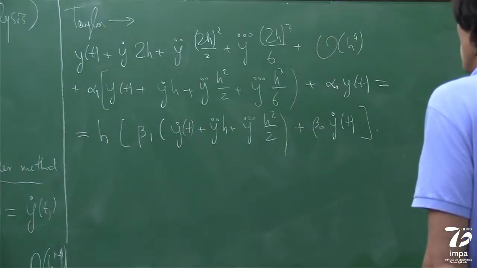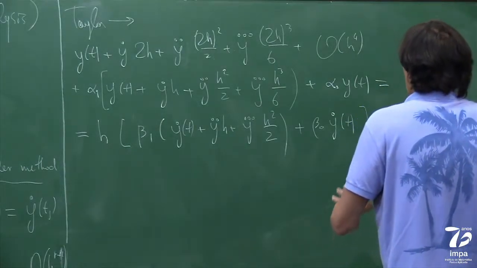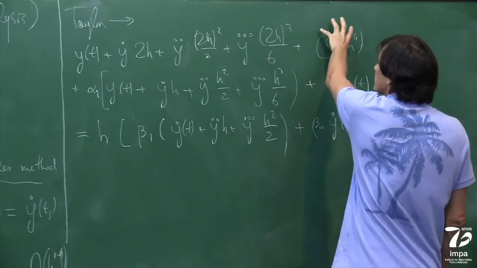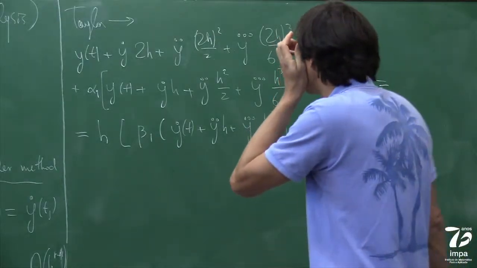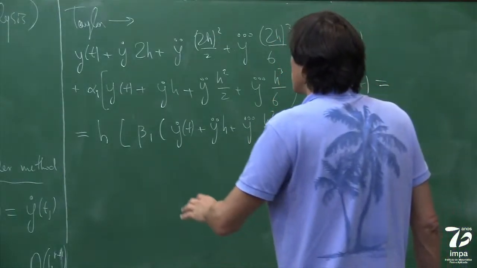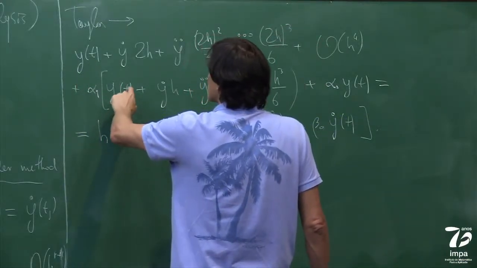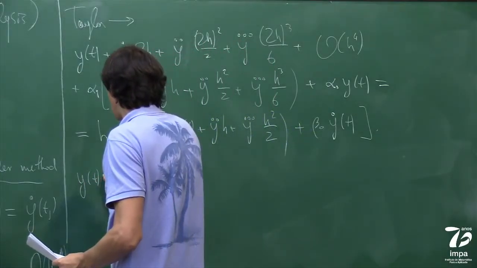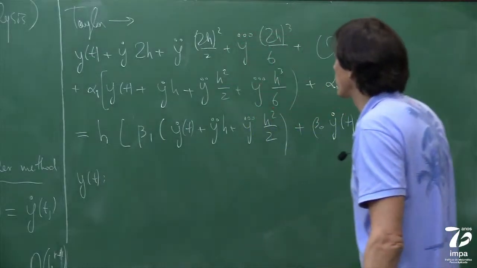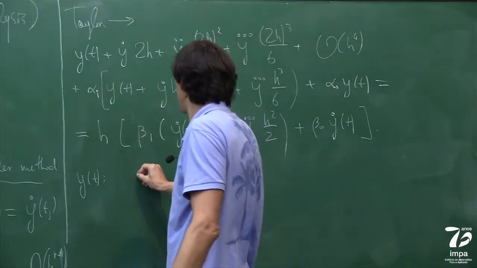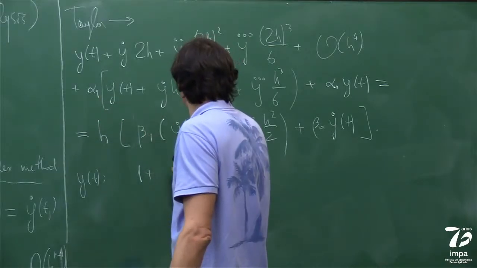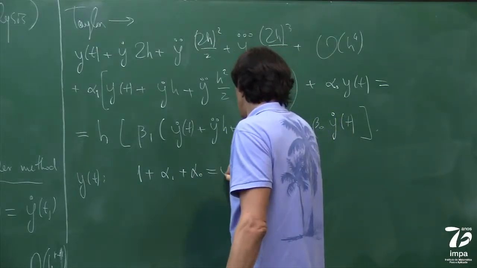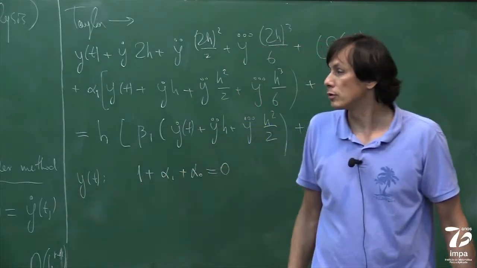Okay. So now we get the third order method if everything cancels except for this term. So we have to cancel all the terms, and canceling all the terms means checking that the coefficients that multiply the different derivatives vanish. The coefficient that multiplies y is what? 1 from here, alpha 1 from here, alpha 0 from there, equals 0. So this will cancel the terms which multiply y.